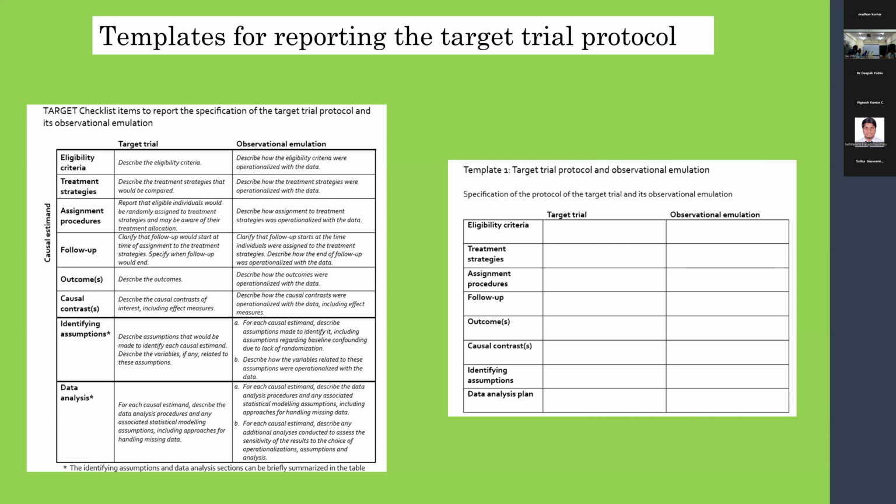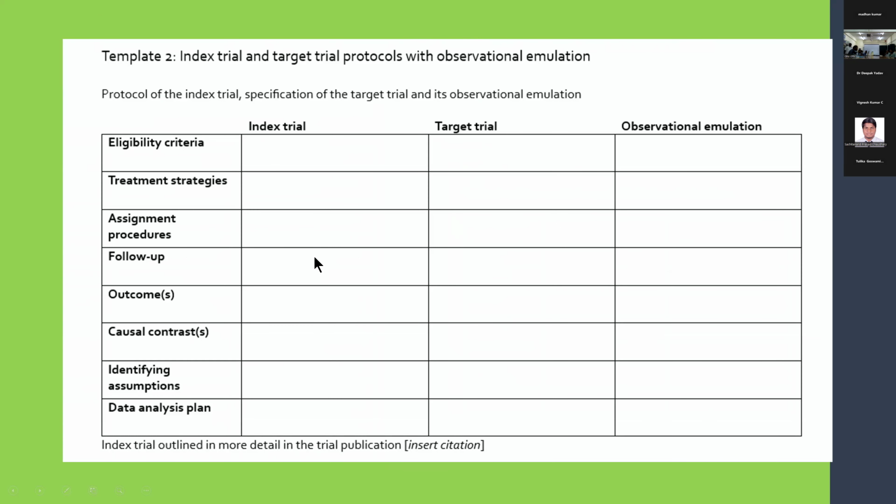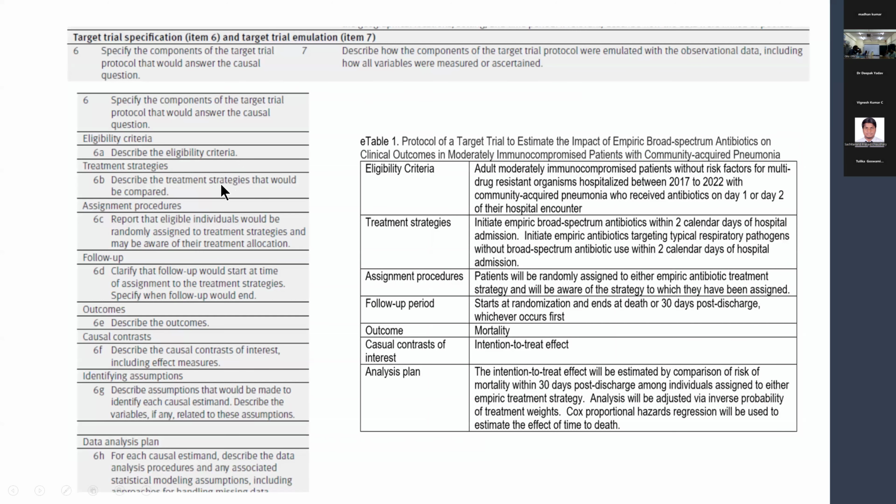So this is from the target checklist. In the protocol, they have given a table which needs to be considered. First, what is the target trial you want to do, the protocol, and how you're going to emulate it. This is how they have given how to fill it, and you're expected to fill it. If you have taken from another index trial, like another observational trial, you have to fill this table. Now coming to this study, to the checklist.